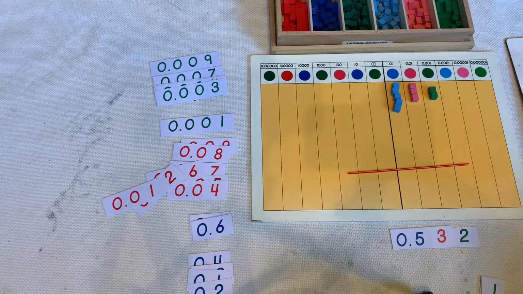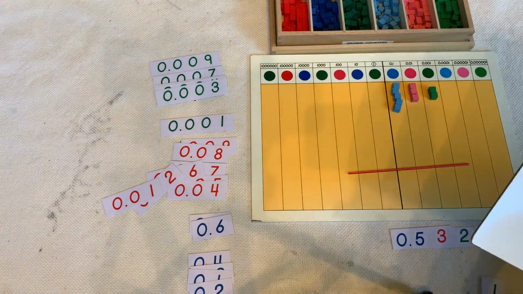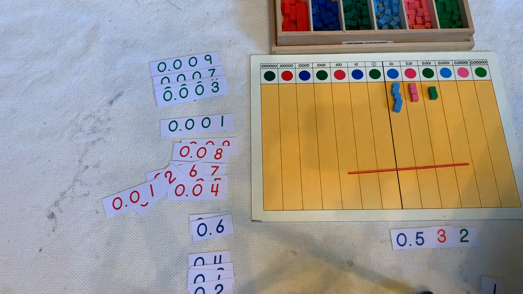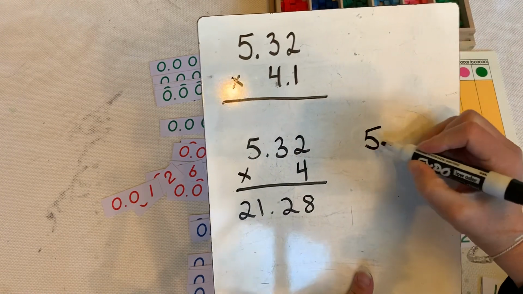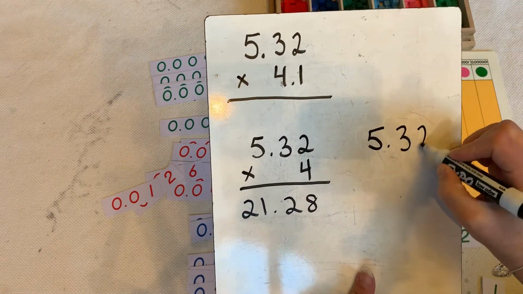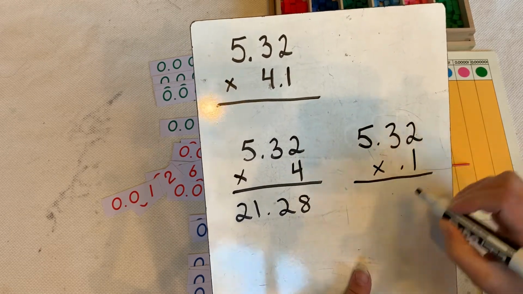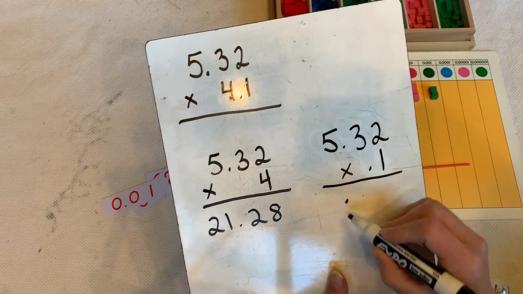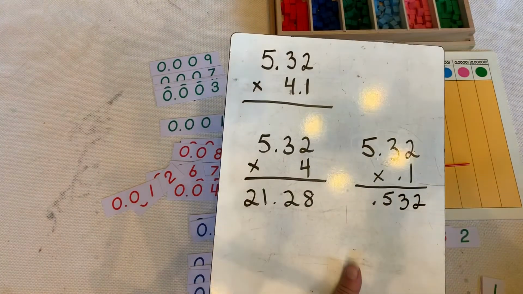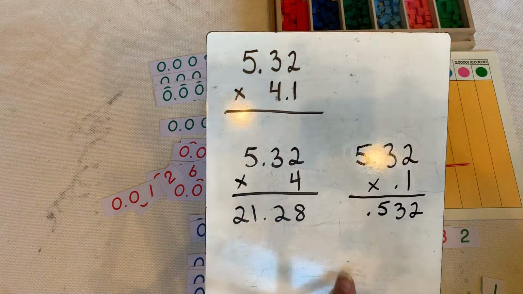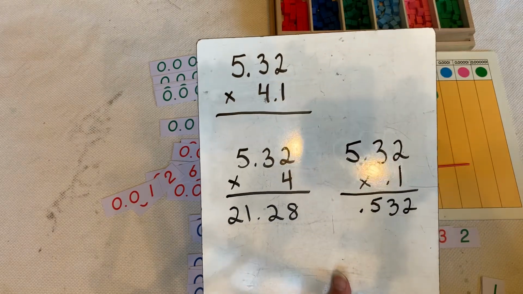So this is our second partial product. Let me make this a little bit more clean so you can see it. So 5.32 times 0.1 equals 0.532. Well, now we need to add up both of those partial products together.